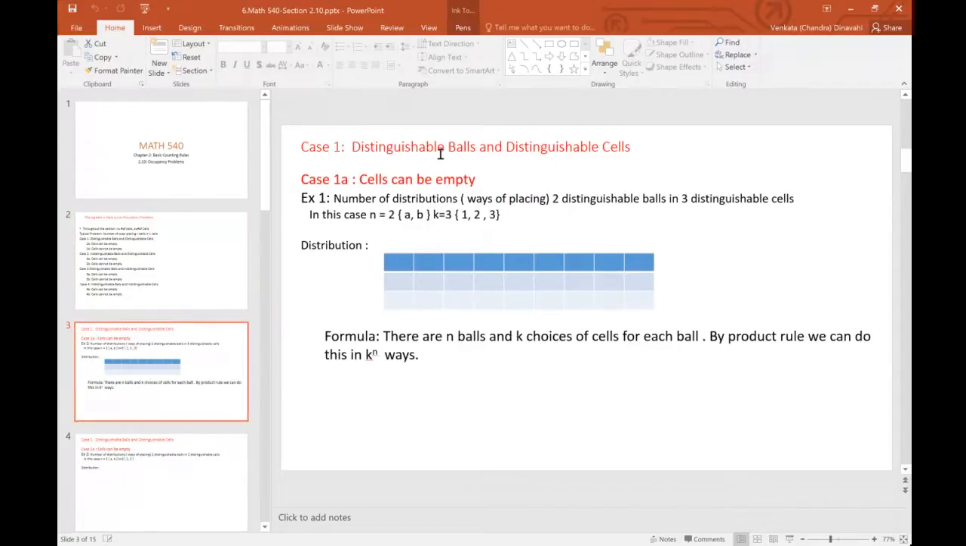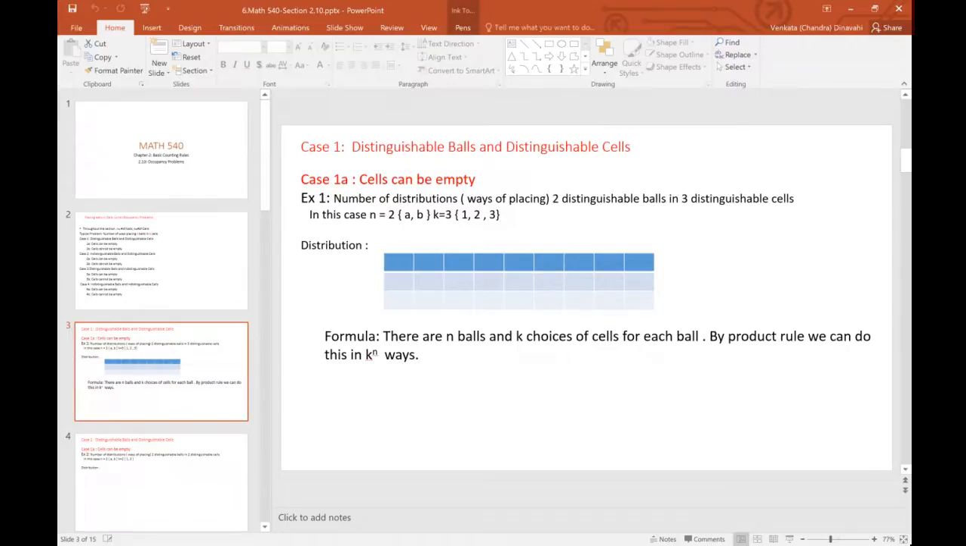Here in this case, both balls and cells are distinguishable. That means you can treat them separately. So case 1a, my cells can be empty. Let us start with a simple example. Suppose there are 2 balls, A and B, and there are 3 different cells or urns or boxes. How many different ways can you distribute them in these boxes? How many different ways can you arrange it? And here both balls are different. You can assume one is red, the other is blue, and all the boxes or the cells are different. You can assume they are of different colors as well.